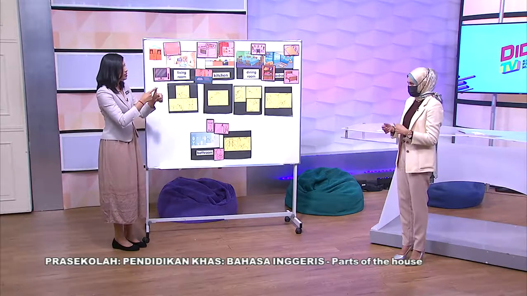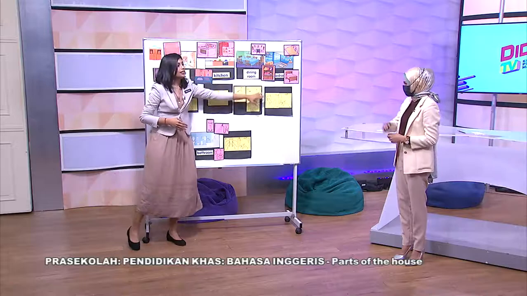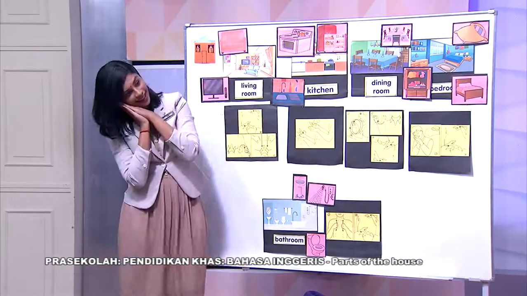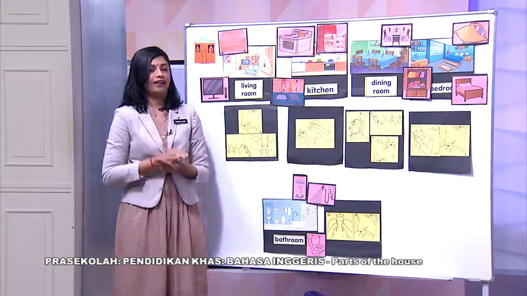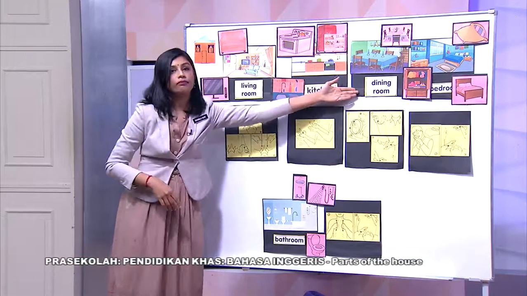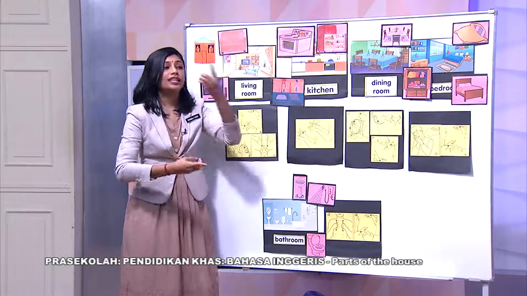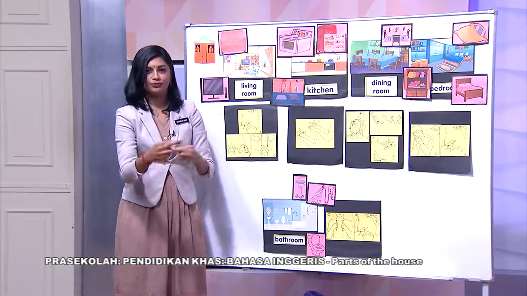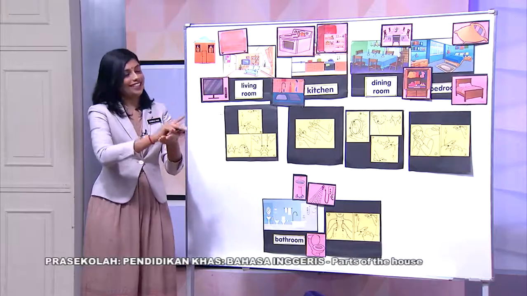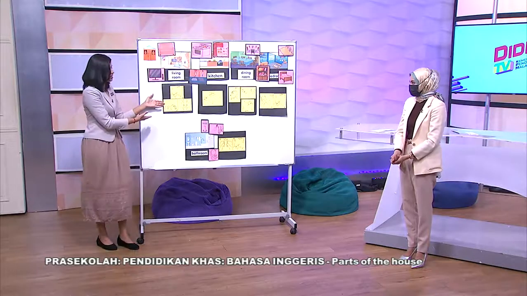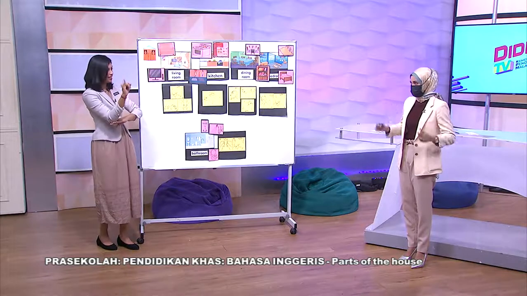Okay, the first picture is the bedroom. The signing is bedroom. Yes, okay, again. Bedroom. Alright, the second picture is dining room. We have four pictures of signing here. The third picture is kitchen. Yes. And the fourth picture here is living room. Okay, we do again.